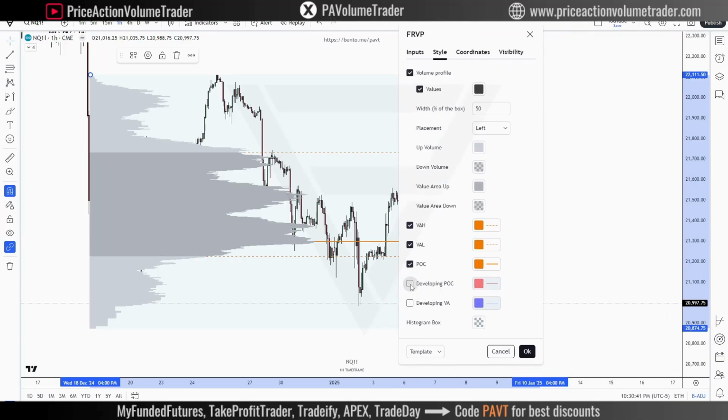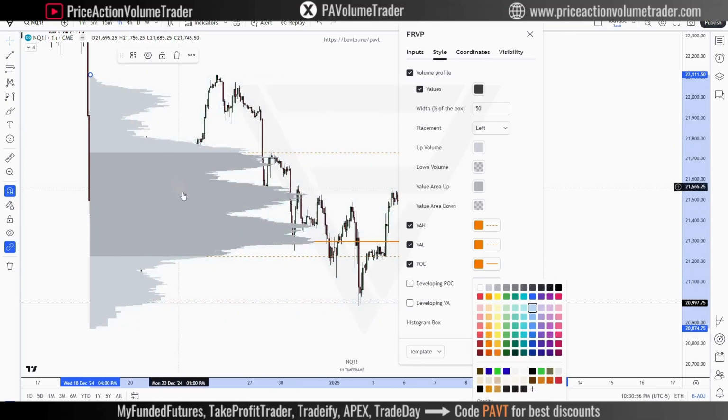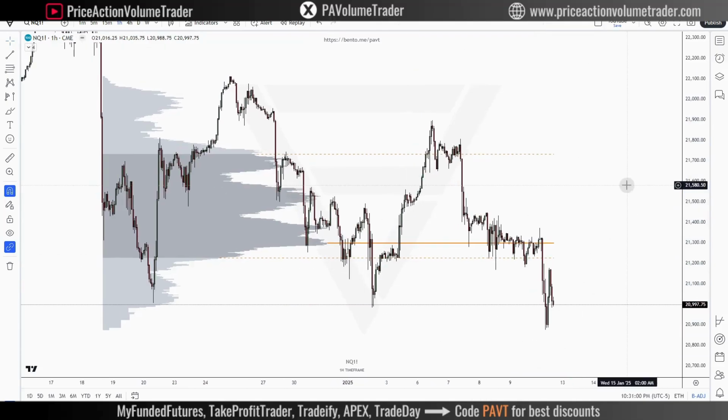Developing POC and value area, I don't use that, but that just shows you how the profile has been evolving as it's developed. Histogram box is just to add a background if it makes it a little easier to identify where the profile starts. Okay, so that's pretty much the basics of the settings here on TradingView that I like to use for the profiles.